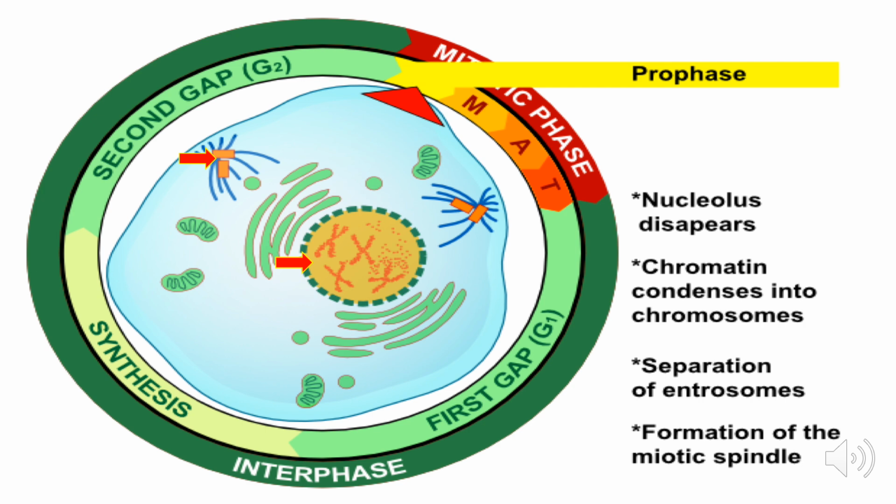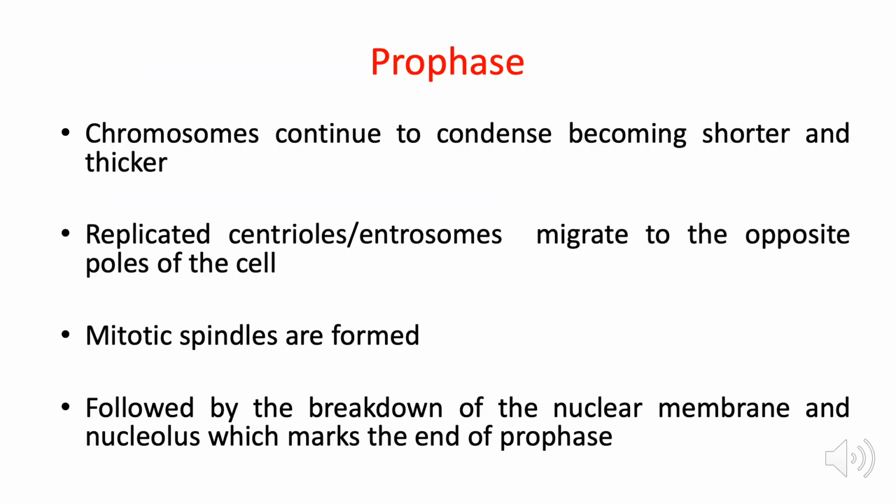So in prophase, chromosomes continue to become more condensed. That's why they will become thicker. And since they are condensed, they will become shorter. The centrioles will replicate and they will migrate towards the opposite poles of the cell. And while they are doing that, they are also synthesizing the mitotic spindles. And it's also obvious that the nuclear membrane will disappear, as well as the nucleolus.